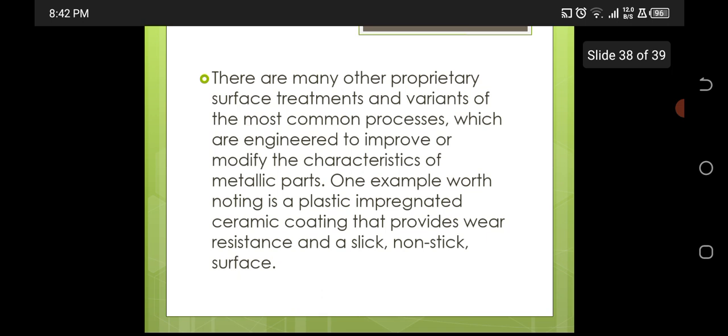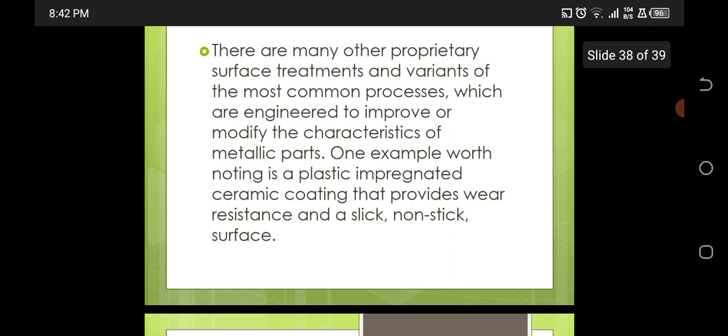Other than this, we have one example that is used to protect the material from corrosion, that is plastic impregnated ceramic coating, which provides wear resistance and a silky, non-stick surface, so that it can protect the substance from the external environment. So the basic purpose of the coating is to act as a shield, and it protects the substance from the external environment.